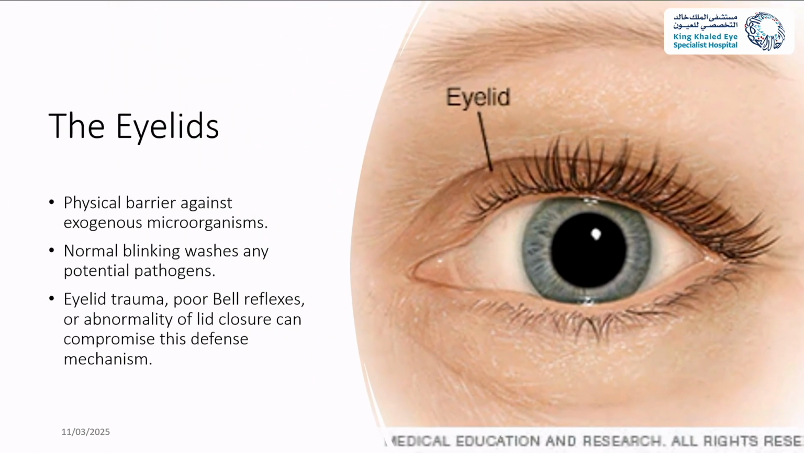For the eyelid, it's a physical barrier, and also the normal blinking, which distributes the tear film over the eye and washes away any pathogens staying on the surface of the cornea. So any eyelid trauma, reflex abnormality, or abnormality of the lid closure will compromise this defense mechanism, leading to an infection.